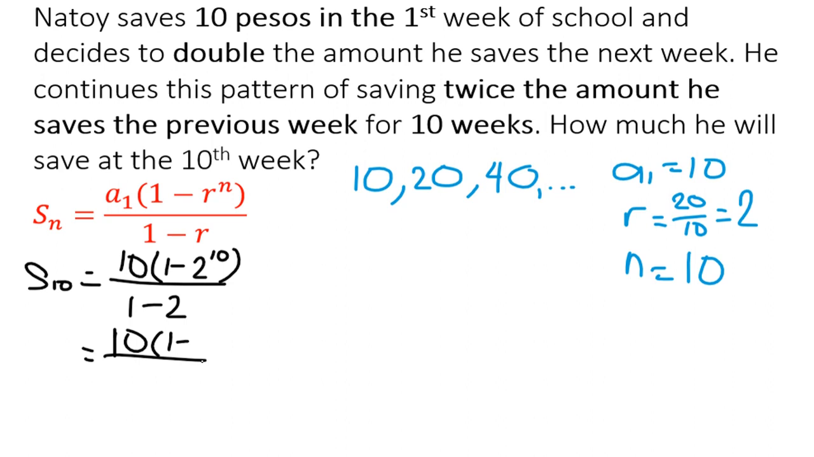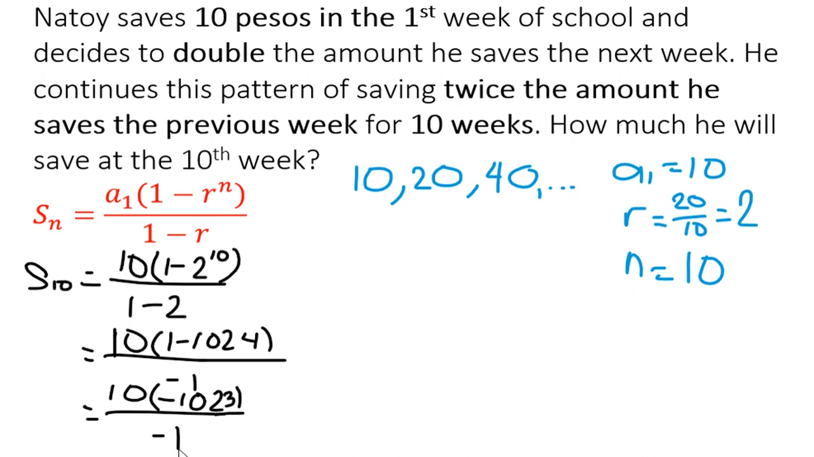Gamitin natin yung calculator. 2 raised to 10, that is 1,024. And 1 minus 2, yan ay negative 1. Okay, so 10, and 1 minus 1,024, yan ay negative 1,023, over negative 1. Then tuloy natin dito. So, 10 times 1,023, yan ay 10,230.